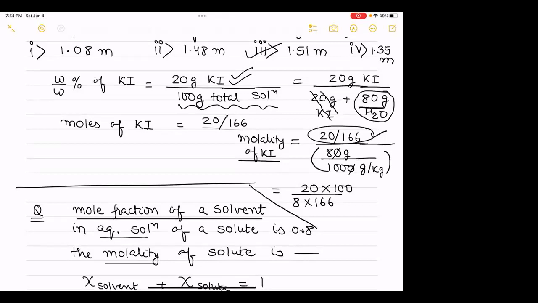Is it the mole fraction? Mole fraction, is it going to change with temperature? No, because moles are going to remain the same. Is it the mass fraction which is going to change with temperature? No. Is it the molality which is going to change with temperature? No. Only the molarity is going to change with temperature.